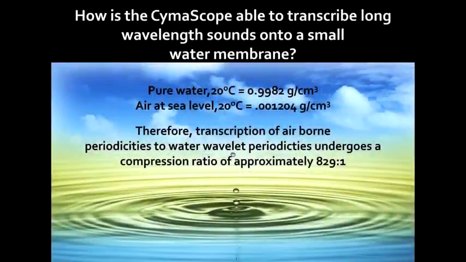Moving quickly on from there, how is the cymoscope able to describe long wavelength sounds onto a small water membrane? That question might have occurred to you. Here's another potential answer. Pure water at 20 degrees has a particular density, of course. Air at sea level has a particular density. Therefore, the transcription of airborne periodicities to water wavelet periodicities undergoes a compression ratio of approximately 829 to 1. And therein lies the potential answer to why this actually works.